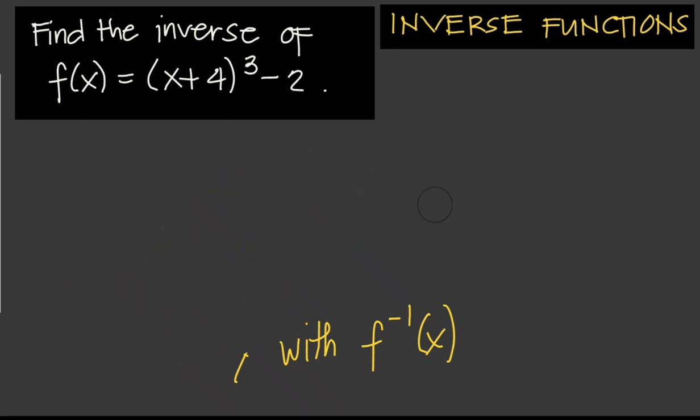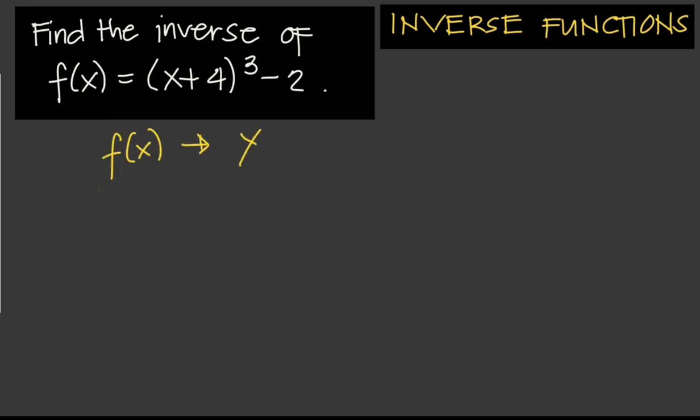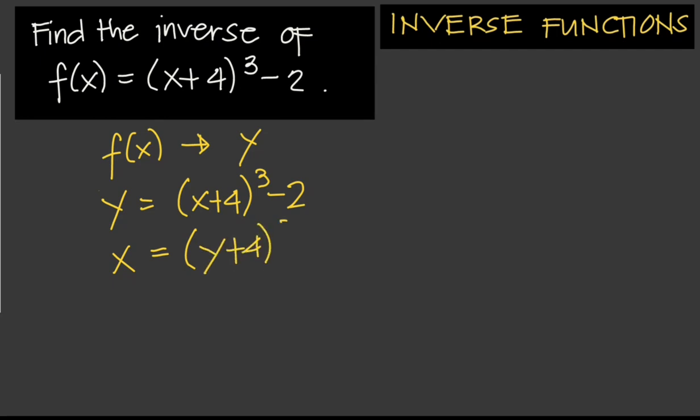Find the inverse of f of x equals x plus 4 cubed minus 2. So first is we replace f of x with y. So this would become y equals x plus 4 cubed minus 2. Then we switch x and y. So x would become y and y would become x. So those would be x equals y plus 4 cubed minus 2. And then we solve for y here.